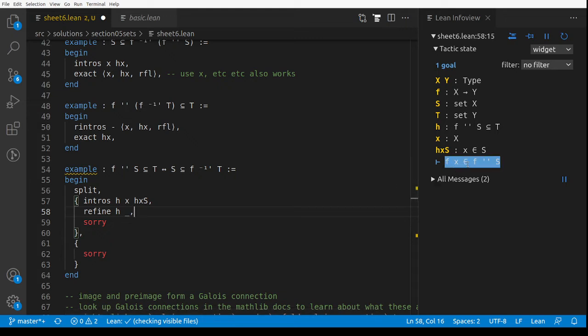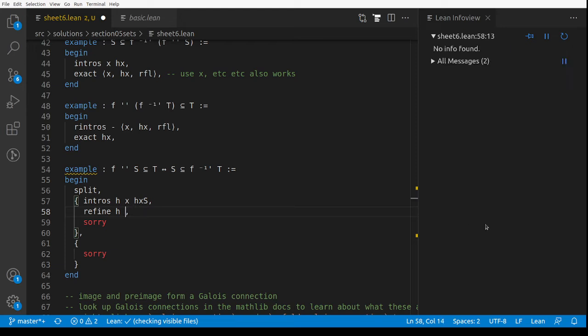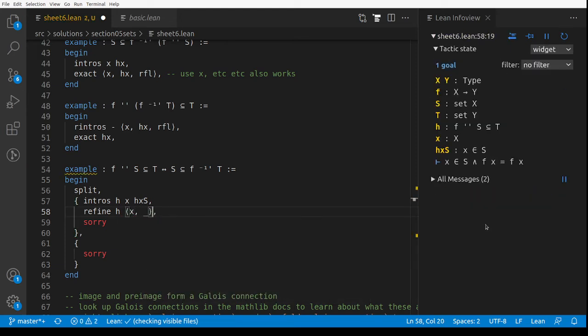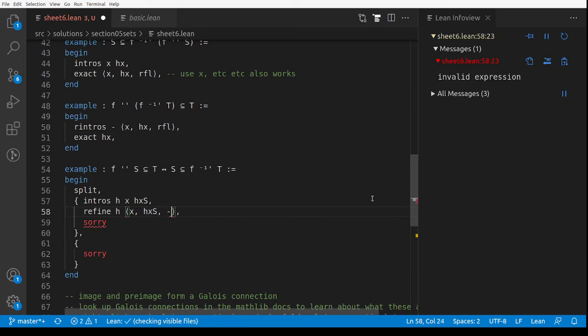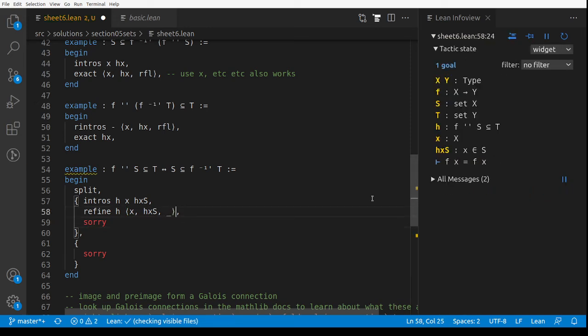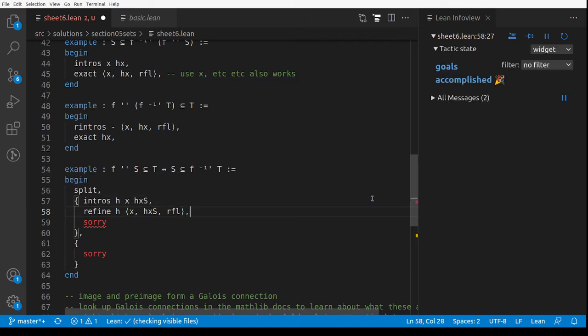And now I've got to prove that f of x is in f double primed of S. So that goal is an exists. I've got to prove that there exists something in S such that f of it is f of x, and the answer is x. Refine is like exact, but with holes. So now that hole there, I need to prove x is in S, and f of x is f of x. So hxs will do for that, and now I've got to prove f of x is f of x, and the proof of that is rfl.